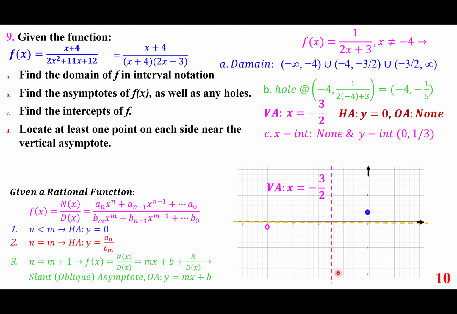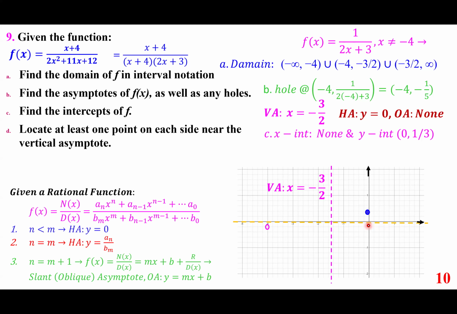So to the left of this, because this is negative 3/2, we can go with negative 2 and come up with the answer. If I plug in negative 2, I get negative 4. Plus 3, negative 1. 1 over negative 1 is negative 1.